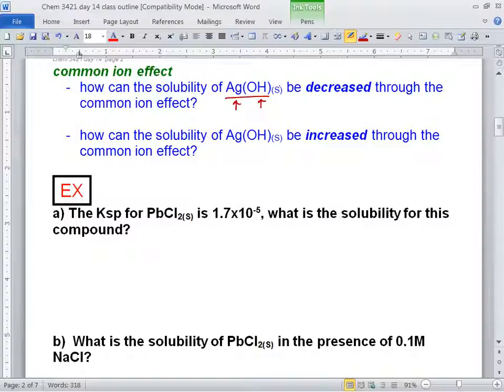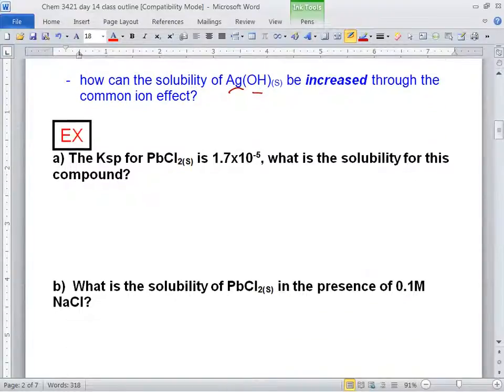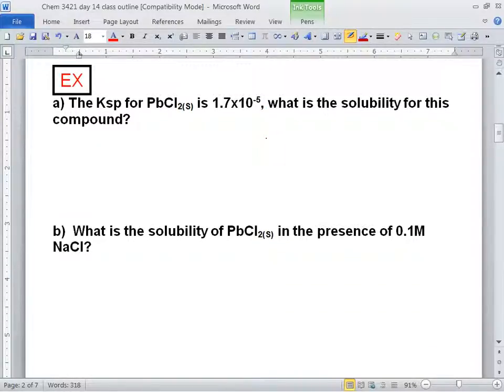You could add something that would do what with the silver? Like Kelly gave us the idea, you got to remove these things. So add something that will precipitate the silver, okay? Or you can add a what and it'll react with the hydroxide? An acid, right? So there's two ways that you could remove either the silver or the hydroxide and in effect increase the solubility. And that's the common ion effect game. For example, the Ksp for lead chloride is 1.7 times 10 to the negative 5. What's the solubility for this compound?